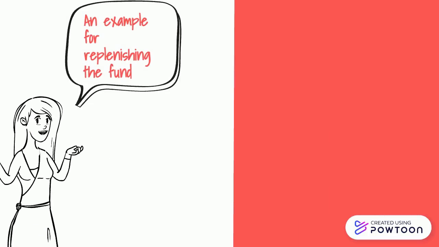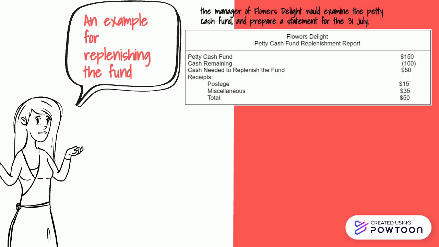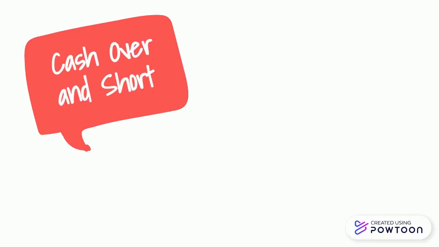An example of replenishing the fund, where the manager of Flowers Delight would examine the petty cash fund and prepare a statement. The report for Flowers Delight shows that there has been an expenditure of $50 from the petty cash fund, meaning that the fund needs to be replenished by $50 to be restored to the original amount of $150. In order to replenish this fund, the manager needs to cash a check and record the expenses. This journal entry shows the expenses and how much cash is needed to replenish the fund, so we need to credit cash as it is decreasing. This also means that assets are now decreasing as the fund is being restored and not established.